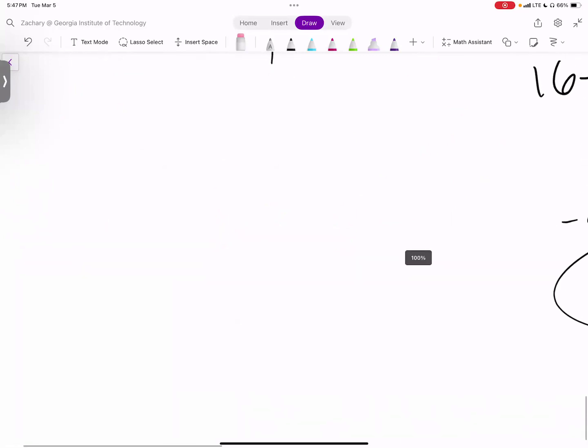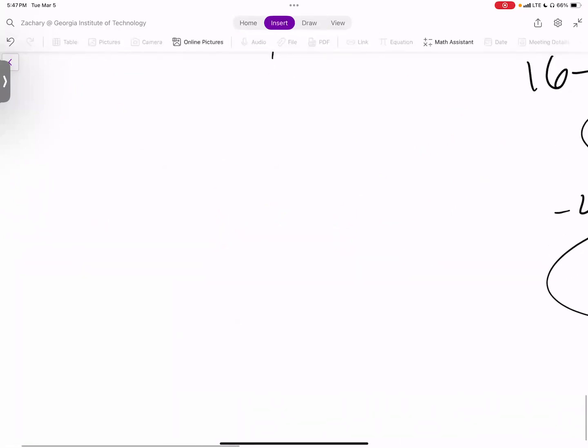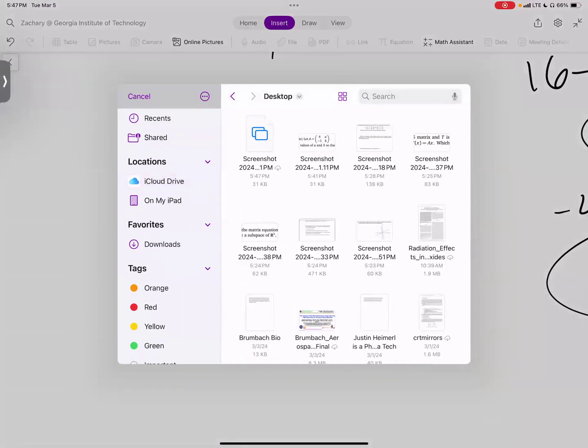Come on. Insert file. Desktop. Screenshot.